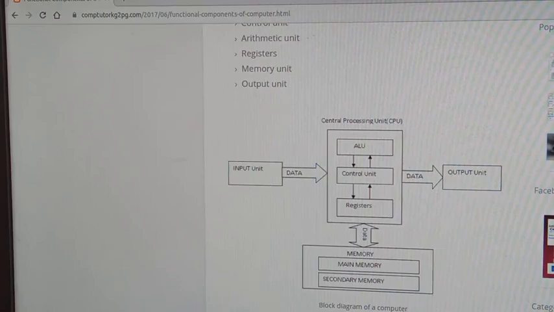Then after giving that input, the CPU, the central processing unit, does some operations. For a simple example, I give 2 and 3 as input. Then I tell the computer I want the addition operation. The CPU performs 2 plus 3 and gives the output: 2 plus 3 is equal to 5. Then that 5 is displayed through the output unit. So this is the main working of the overall computer.